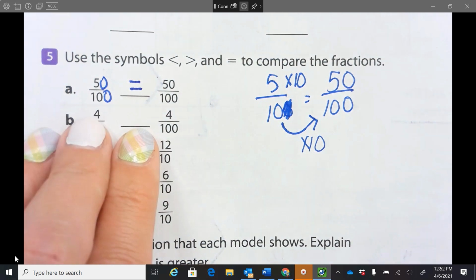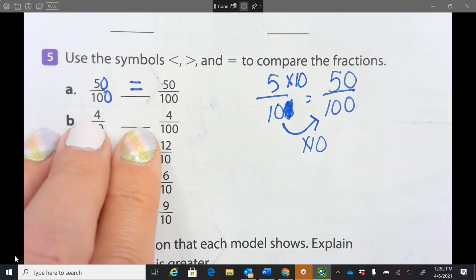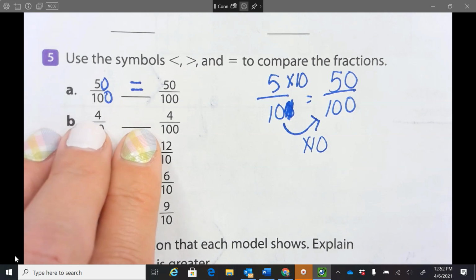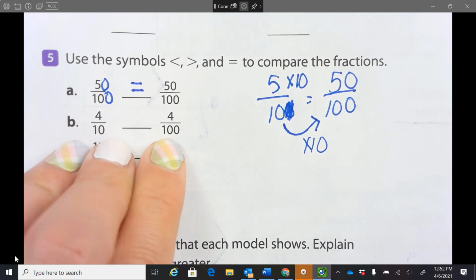Perfect. One thing you could also do to make that faster is they're both half of the number. Oh, using benchmark fractions. That's good job, Logan. 5 is half of 10 and 50 is half of 100. Good job, buddy.